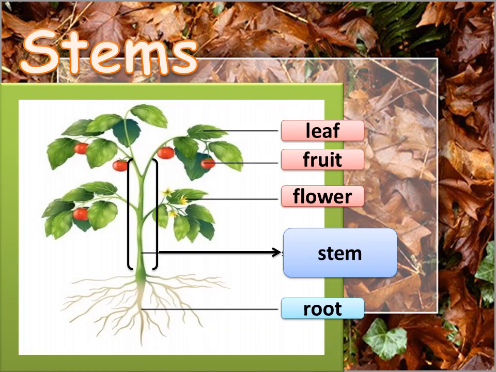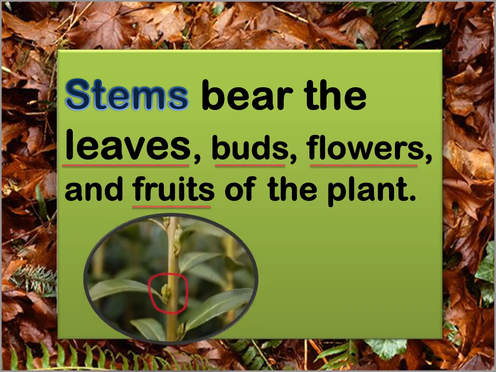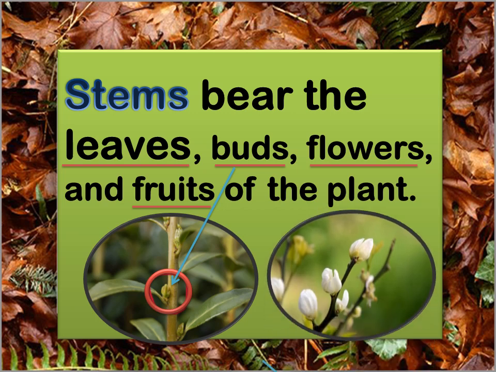Now let's talk about the stems. So we're going to talk about the two parts of a plant, roots and stems. So we're now in stem. Stems bear the leaves, buds, flowers, and fruits of the plant. And if you don't know what buds are, this is a bud. You know already leaves, flowers, and fruits, and let me introduce to you buds. A bud is an embryonic shoot. It grows either on the side or on the top of a plant. So that is a bud.